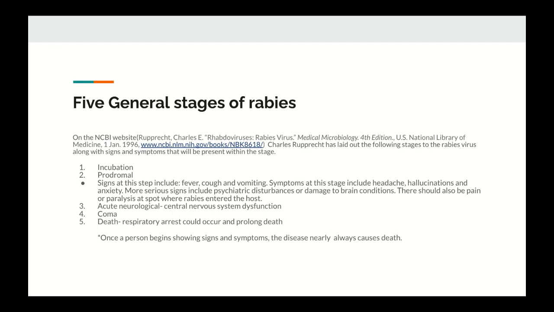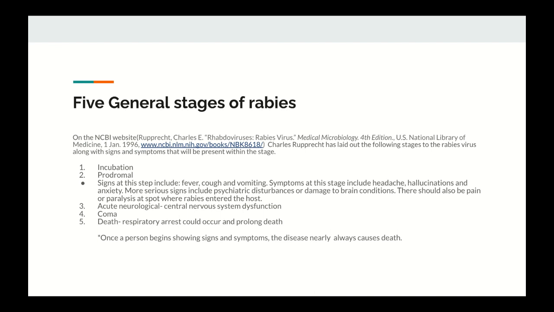These are the 5 general stages of rabies. I also found this on the NCBI website along with the US National Library of Medicine. Charles Rupprecht has laid out the following stages of the rabies virus, along with signs and symptoms that will be present within each stage. First up, you have the incubation period. The incubation period usually lasts from 30 to 90 days, but can be as few as 5 days. The time varies due to the age of the host and how close the bite or site of contact is to the central nervous system.